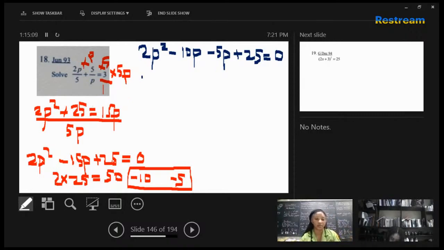Okay, so common factor 2p. 2p into 2p squared goes p times, and 2p into negative 10p goes negative 5. And negative 5 into negative 5p goes p times. Negative 5 into positive 25 goes negative 5. And it's equal to 0.